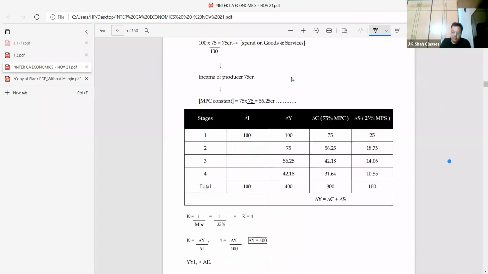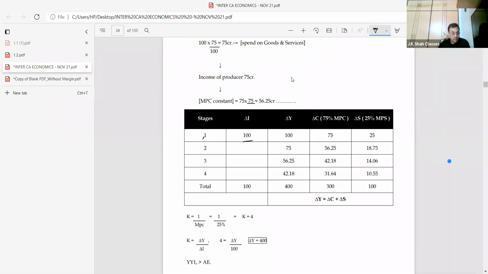Now look here properly. Stage 1, 2, 3, 4. Delta I, that is change in investment. Delta Y is change in income. Delta C and delta S. Delta C is change in consumption. Delta S is change in savings. Now very easy, beta. Please listen. See, government made an investment of 100 crores. So I've written 100 as increase in investment.